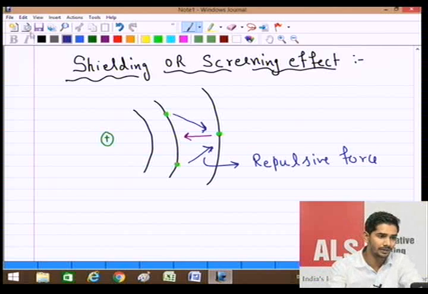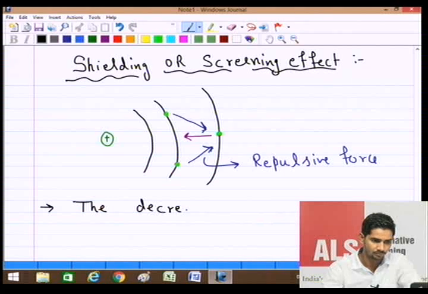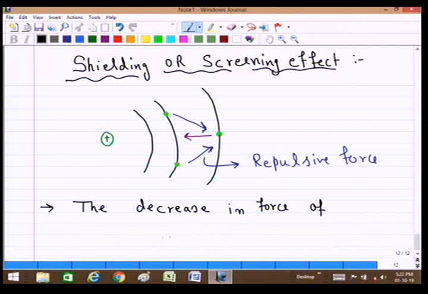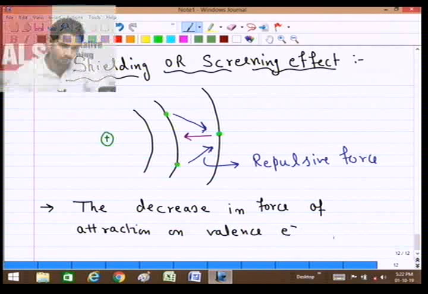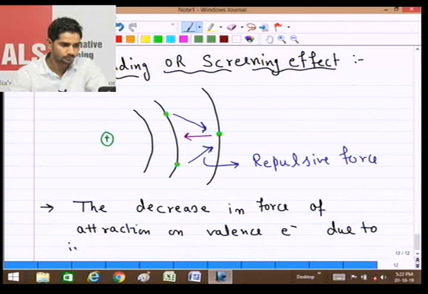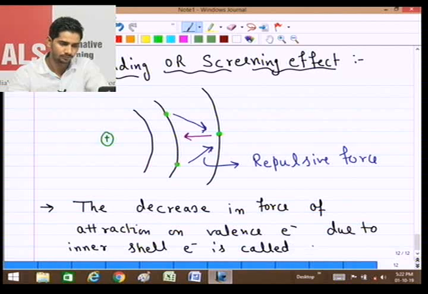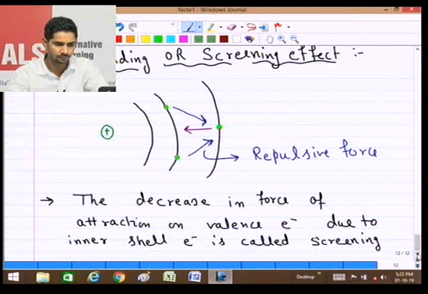Okay. So first of all, I'll write the statement for this one, that the decrease in force of attraction on valence electron due to inner shell electron is called shielding or screening effect.